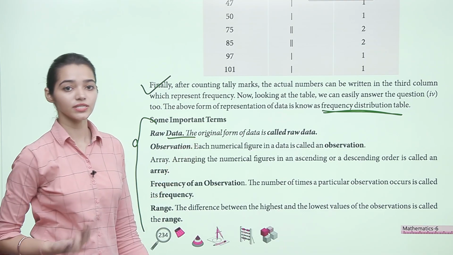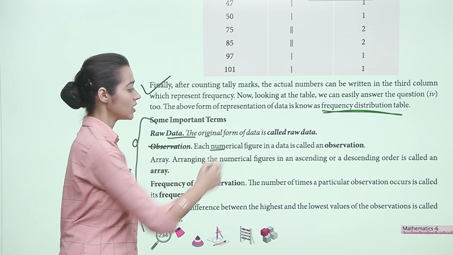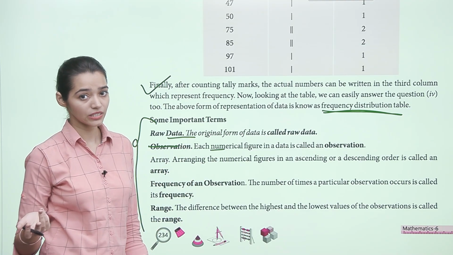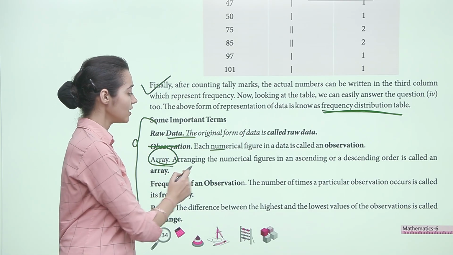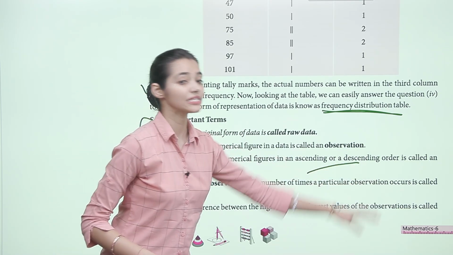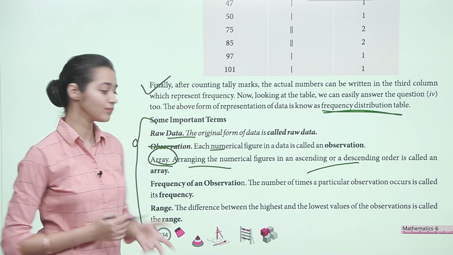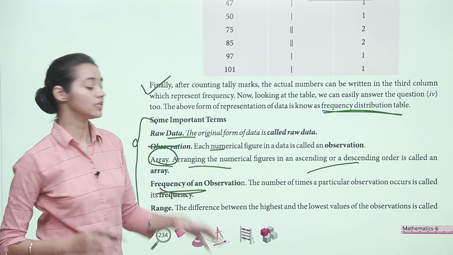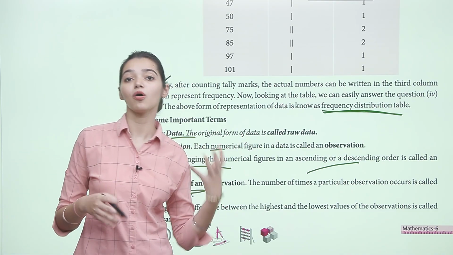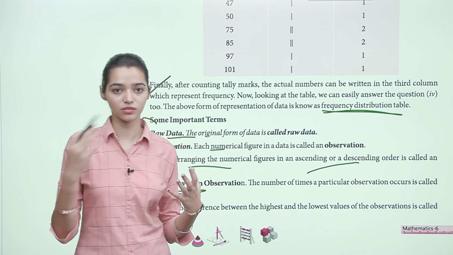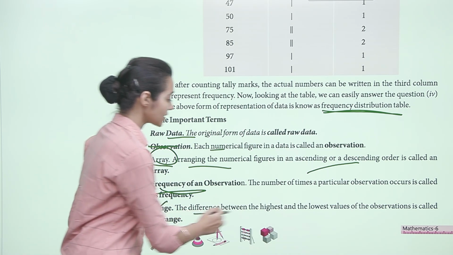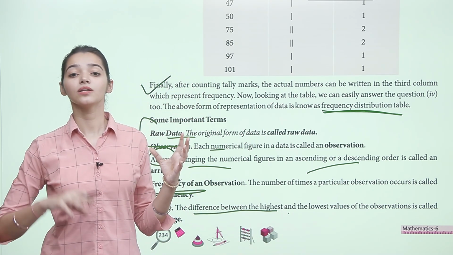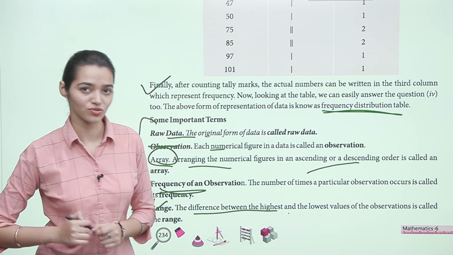What is raw data? The original form of data is called raw data. What is an observation? Each numerical figure in a data is an observation. What is an array? When we arrange the numbers in ascending or descending order. Now what is a frequency? The number of times a particular observation has occurred. Now what is a range? That is the difference between the highest and the lowest value of the observations.